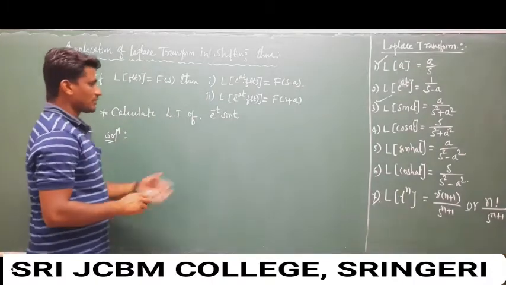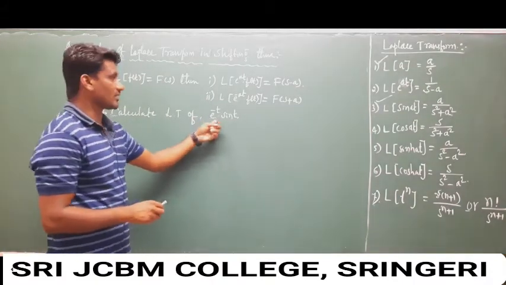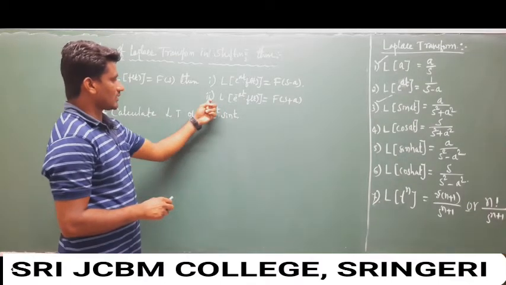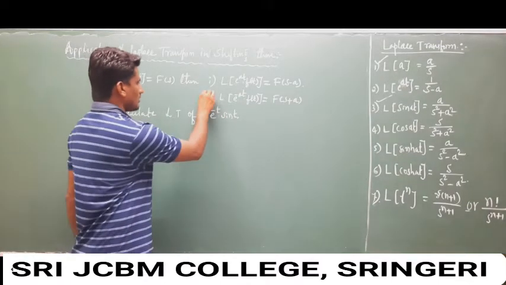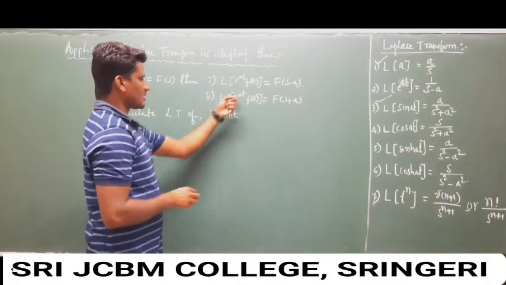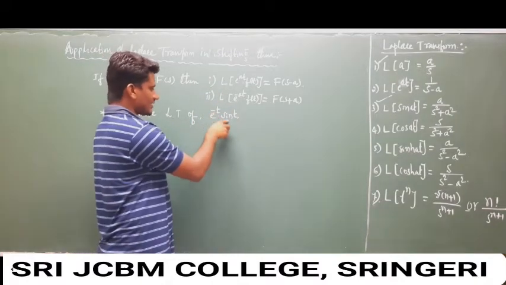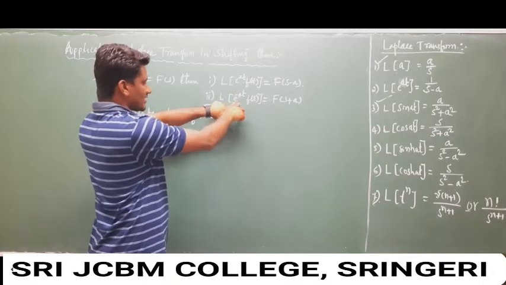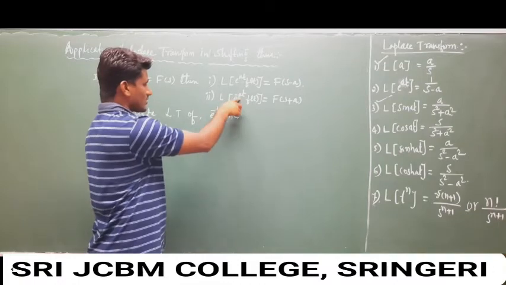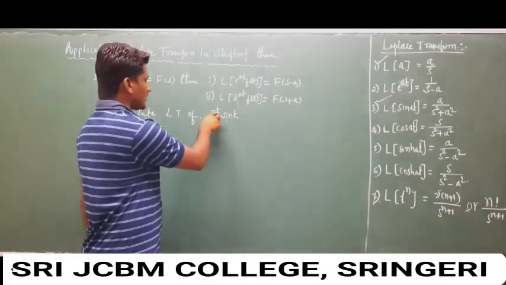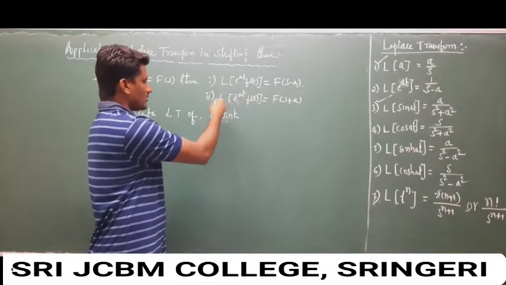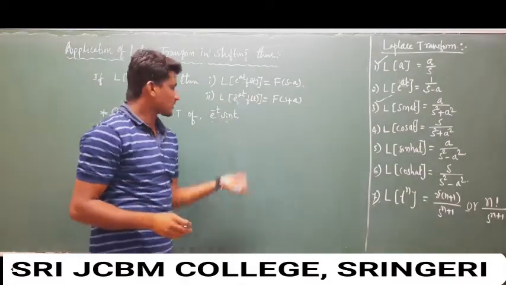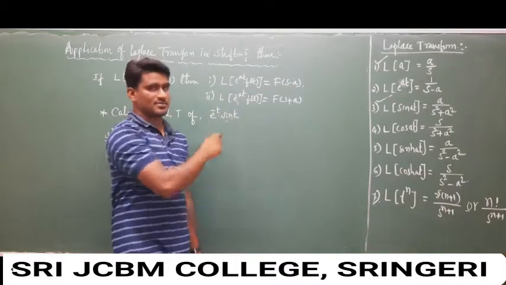First we have to compare with the first shifting theorem, the second condition. So for e to the power minus at sin t, the second condition of the first shifting theorem is e to the power minus at. Here a is a constant, so a can be replaced by 1, and f of t is nothing but sin t. First we have to calculate the Laplace transform of sin t.